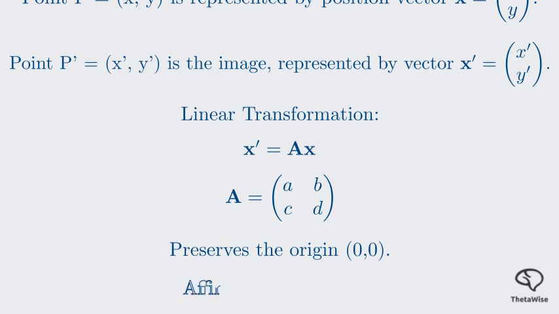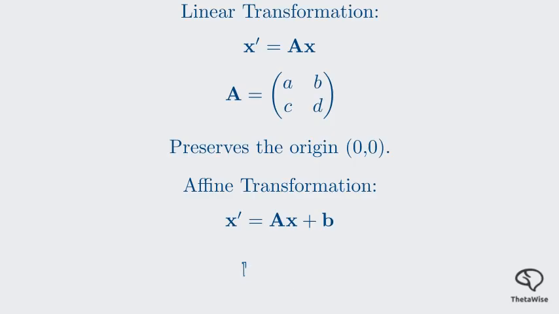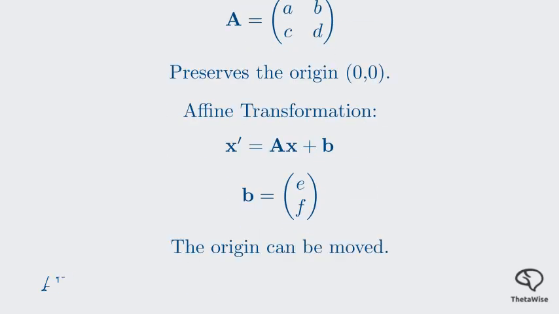A more general type is an affine transformation, which includes all linear transformations but also allows for translations. The equation is x' equals A times x plus b, where b is a 2D translation vector. This means the origin can now be moved.